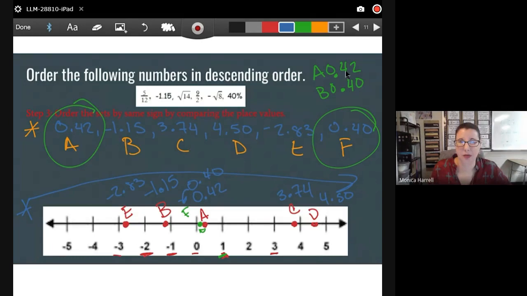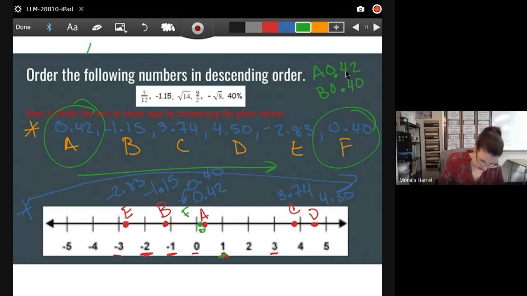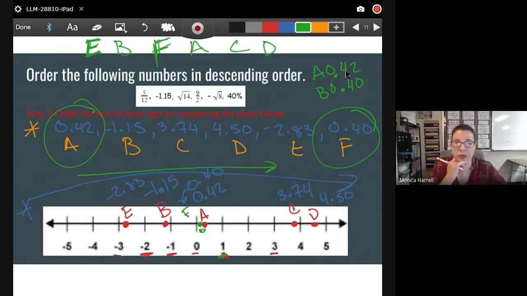So now I have them all in order, and I see that when I get ready to write in order, I can follow this line least to greatest, and I'm going to put E, B, F, A, C, and D. That is the order. This one is E. That's the order that my numbers are going to go into.